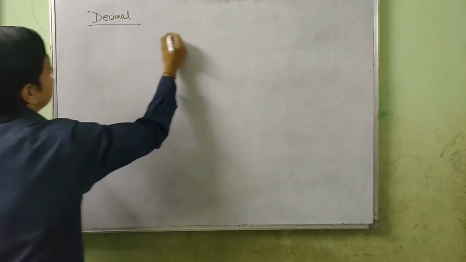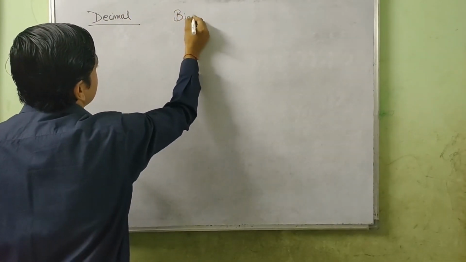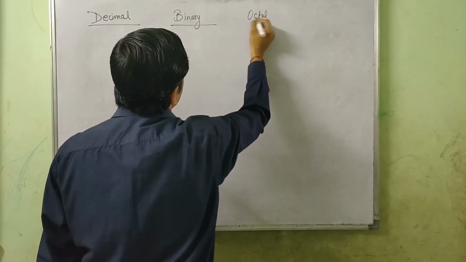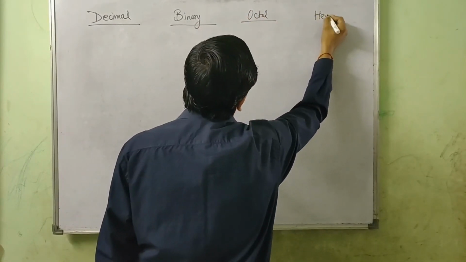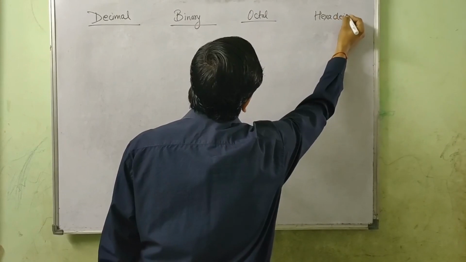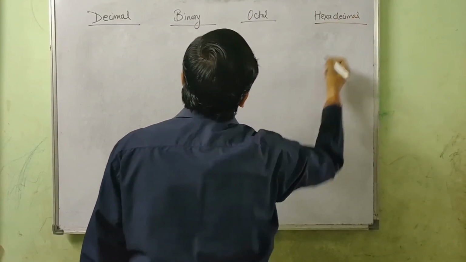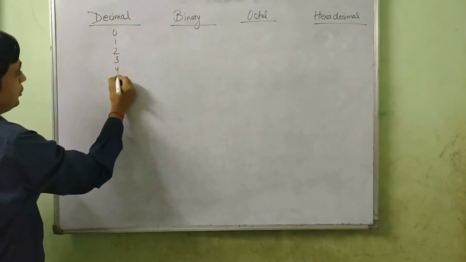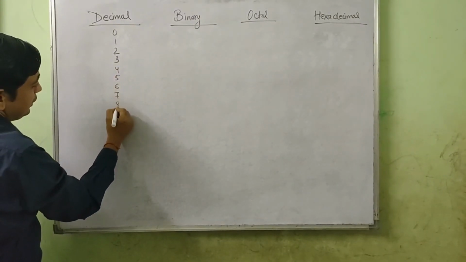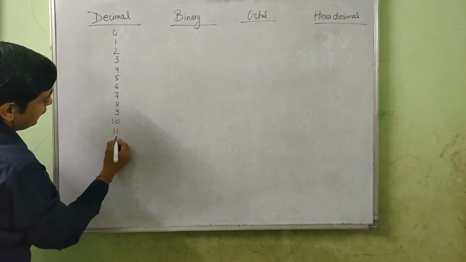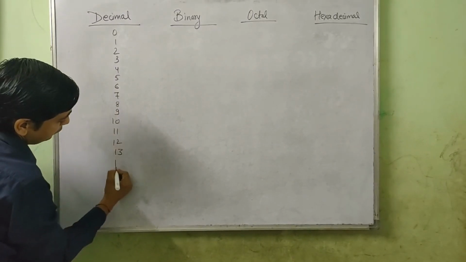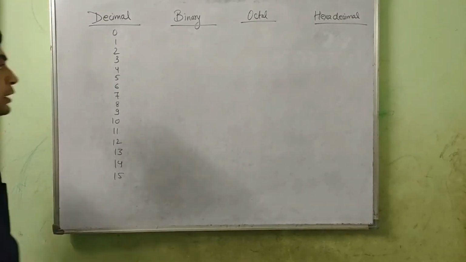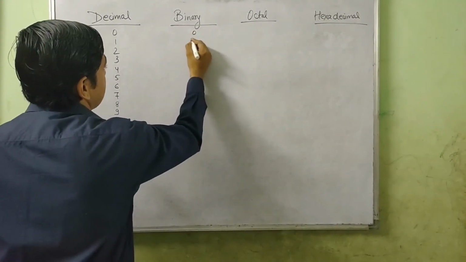Decimal, binary, octal, and hexadecimal. I am writing down all the number systems over here and writing down the numbers 1, 2, 3, 4, 5, 6, 7, 8, 9, 10, 11, 12, 13, 14 and 15. So first 16, right? So 0 is represented as 0.